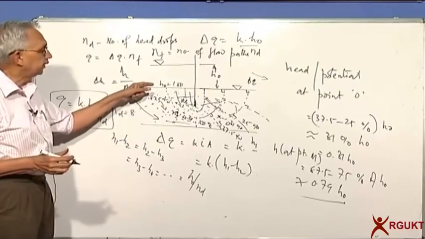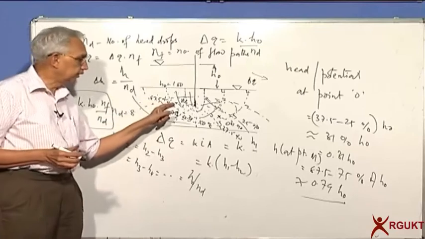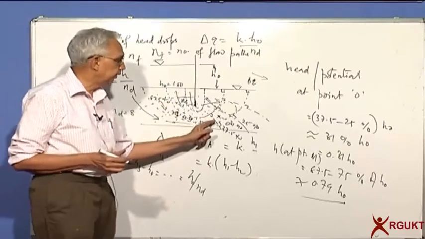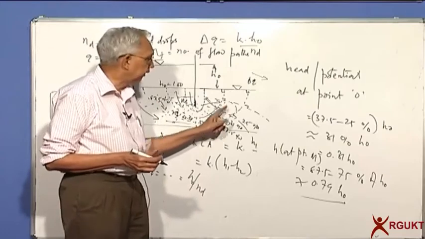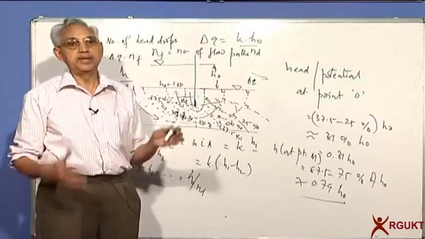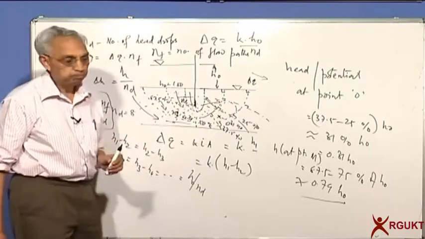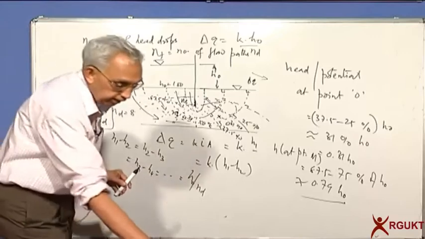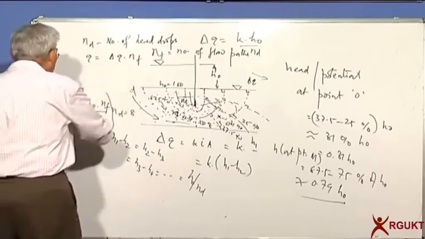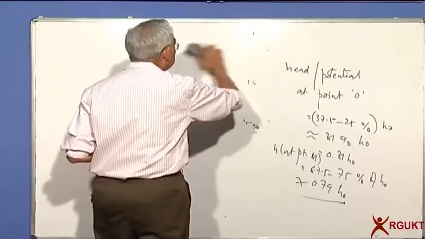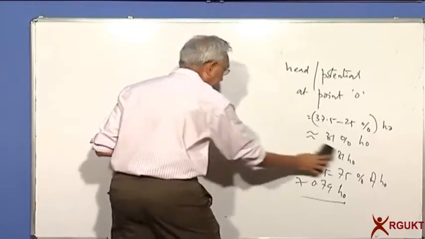The head here is 100% and it has lost by about 21% here, 50% here, by about 69%, 100%. As you go along the flow line, you can easily estimate the head loss with this flow net. Let's see another flow net for the weir or the barrage with a cutoff.